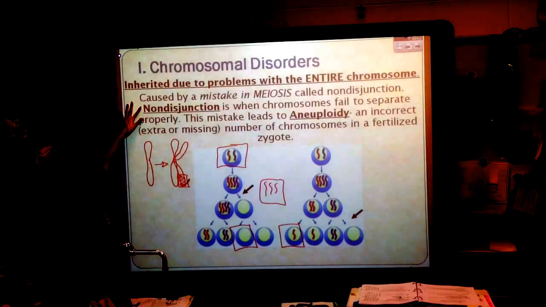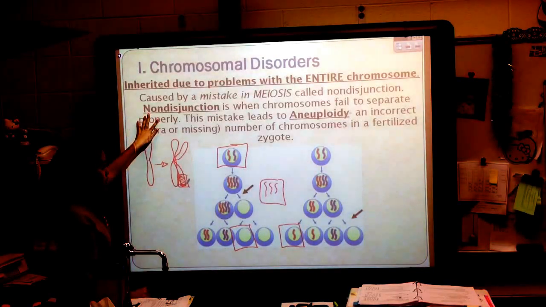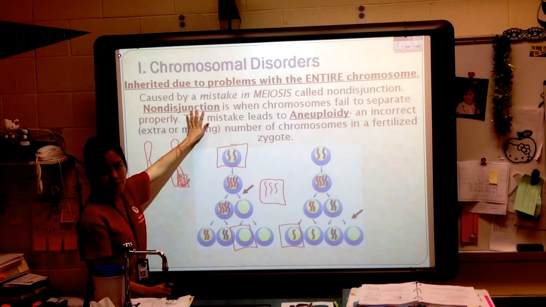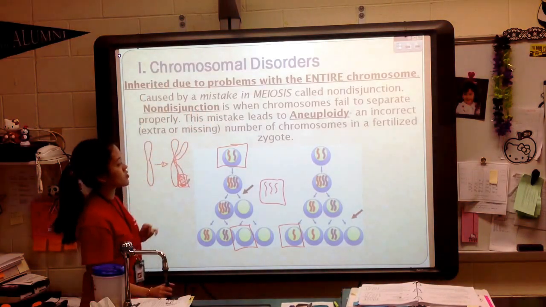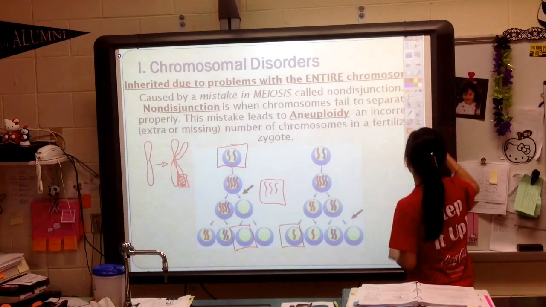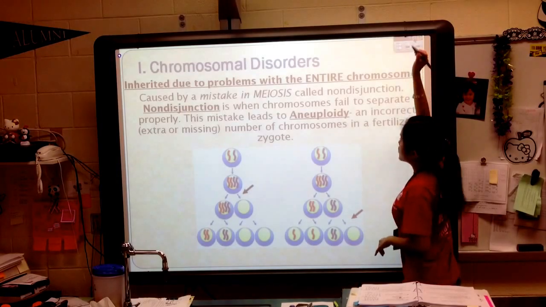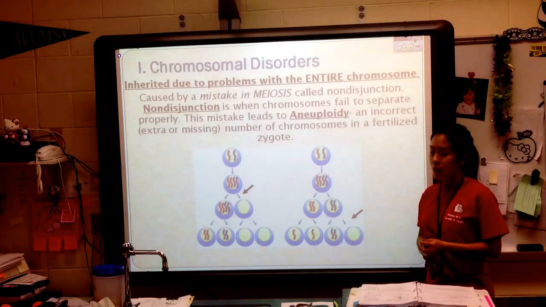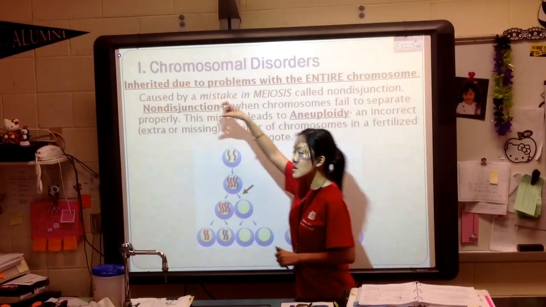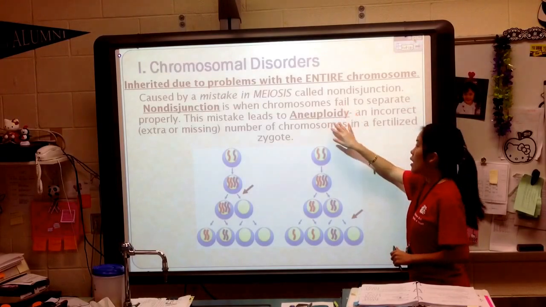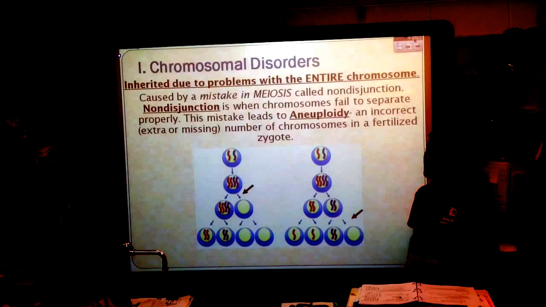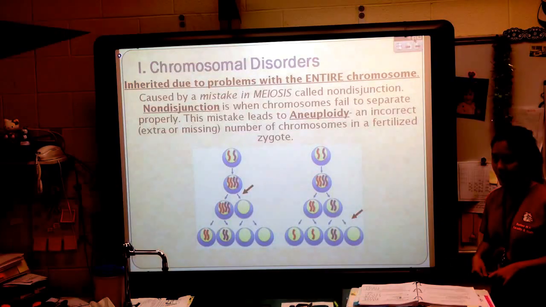When we're talking about a chromosomal disorder, normally what causes this is called non-disjunction. Non-disjunction is the process that causes the chromosomal disorder. And this is when chromosomes fail to separate properly during meiosis. And this leads to a problem known as aneuploidy. So this is the problem, this is the result. And aneuploidy means that we have an incorrect or extra or missing number of chromosomes in a fertilized zygote.